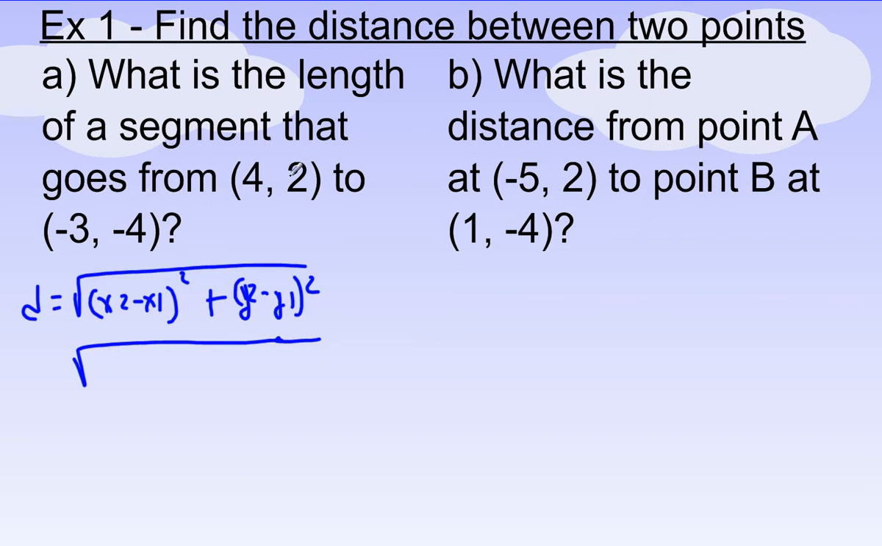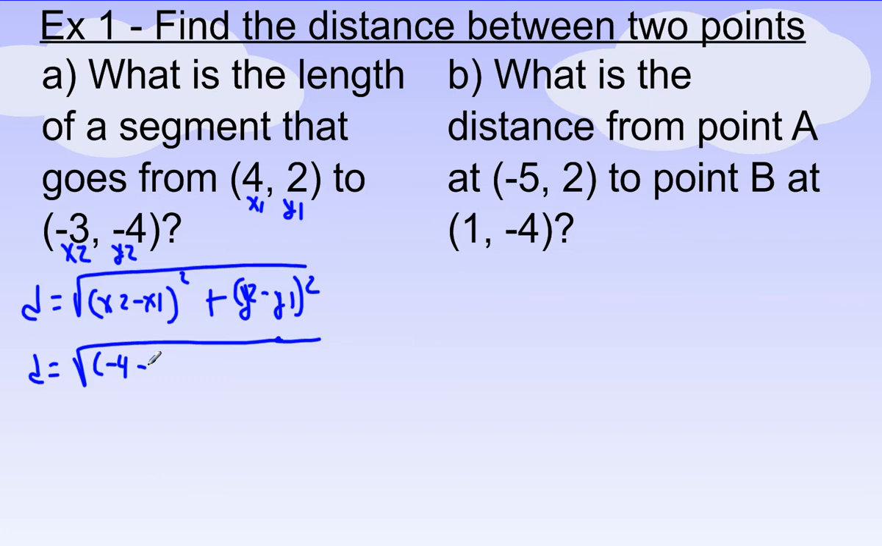So this is the first point in the problem, so I'm going to call this the x1, y1. That's the x coordinate of the first point, the y coordinate of the first point. This will be x2, y2. Same thing: the x coordinate of the second point, the y coordinate of the second point. That just helps me when I'm plugging my values into my formula.